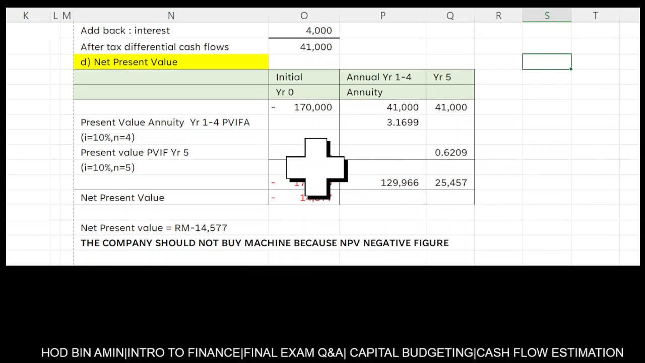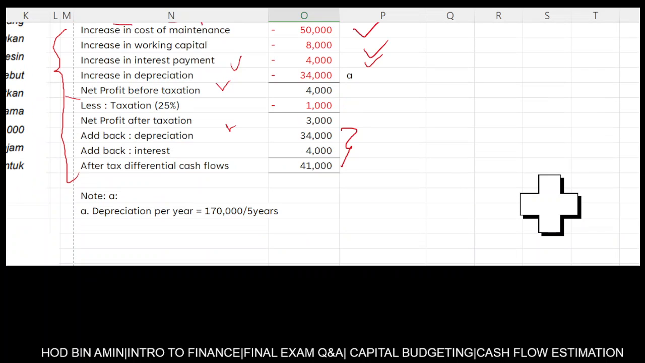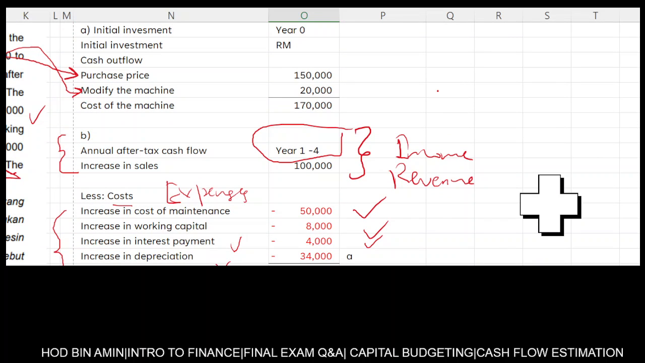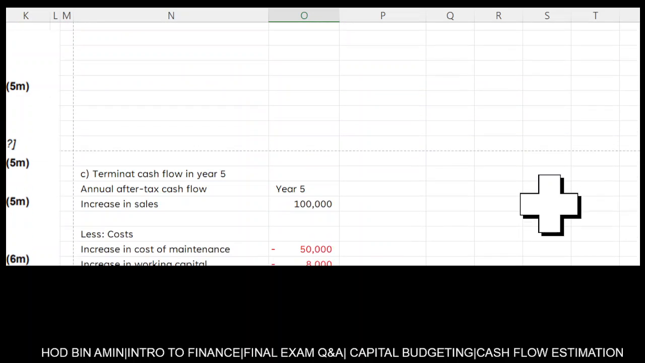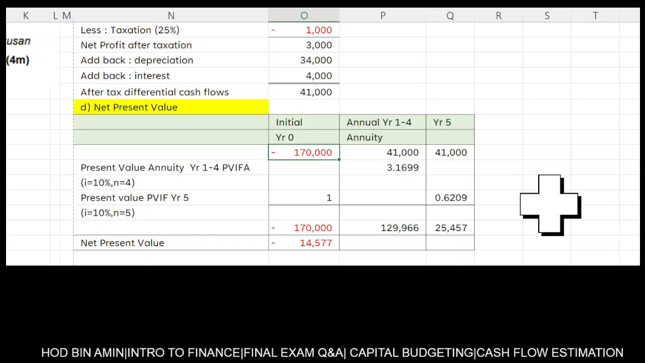In the initial year, 170,000 is the cost of purchase of the machine. That is our money coming out. So our money is negative, or we are using our money to purchase, then our money is reduced by 170,000. I always use negative for money out.